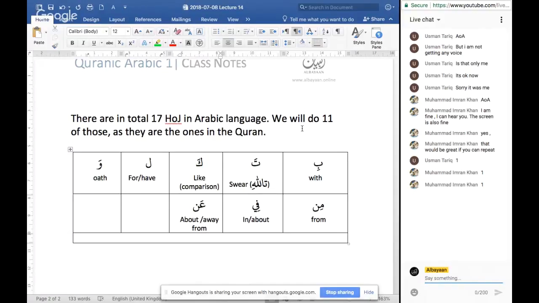Can we say all of this together 5 times? Ba, ta, kaf, lam, waw. Let's do it inshallah. Bismillah ar-Rahman ar-Rahim. Ba, ta, kaf, lam, waw, min, fi, an. Very good. Excellent.